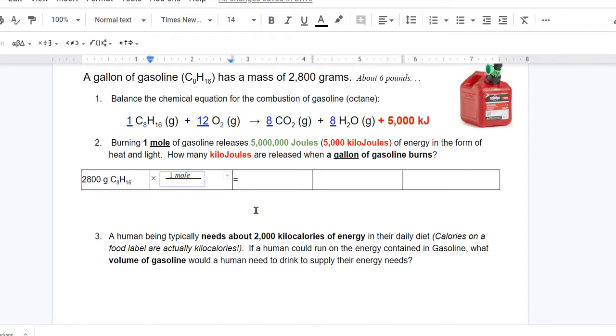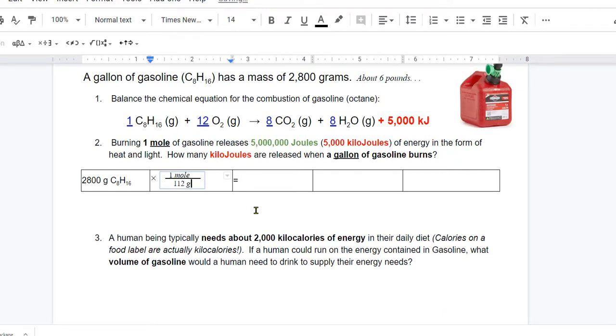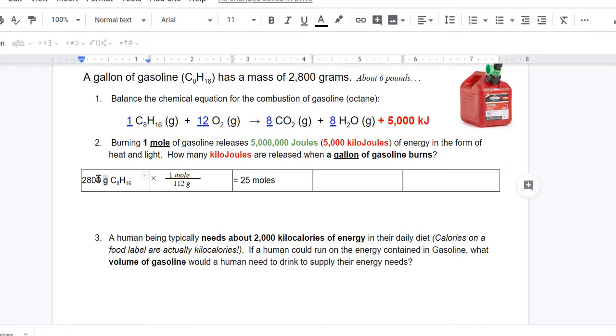So here, conversion factor, 112 grams. 1 mole is 112 grams. This is therefore more than 1 mole. Calculator will tell me how many moles. Trusty calculator says 2,800 on the top, 112 on the bottom, so I'm doing division, and I get 25 as the answer. 25 moles is the answer. These grams here cancel. And therefore I'm left with moles. These grams canceled.